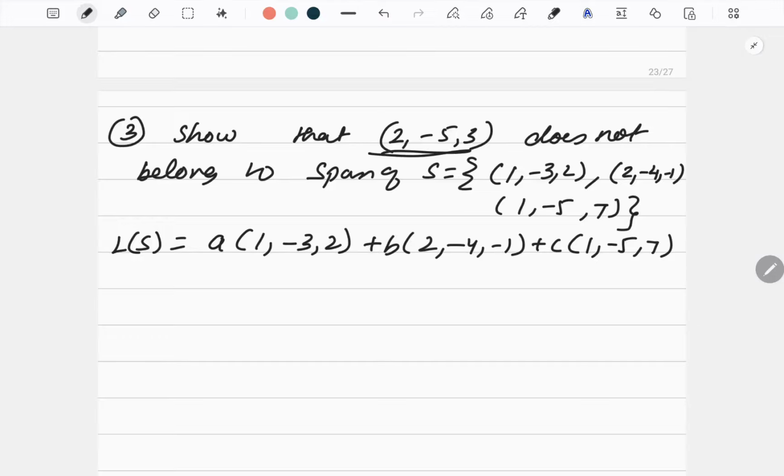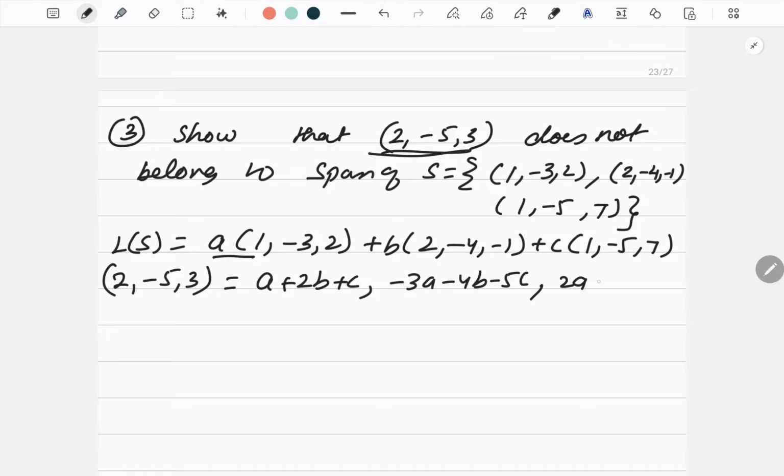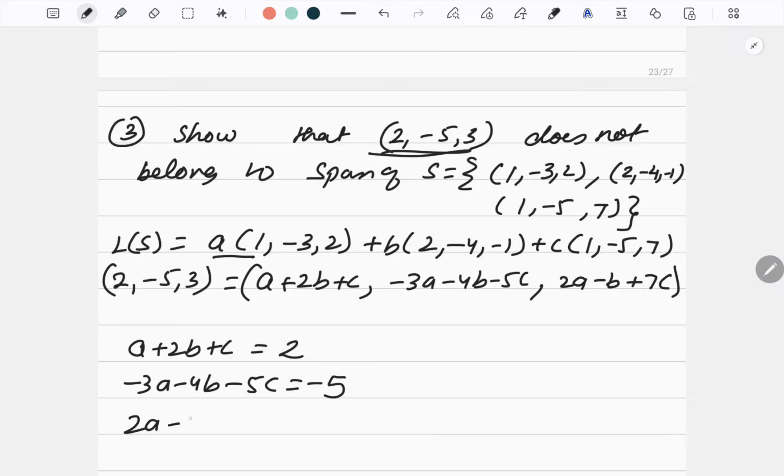Now I want to prove that this does not belong to the linear span. So I will try to write this as a linear combination. So what is the first term? A plus 2B plus C, comma minus 3A minus 4B minus 5C, comma 2A minus B plus 7C. Correct? So both sides I have triples. First element equals first element, means A plus 2B plus C is equal to 2. Minus 3A minus 4B minus 5C is equal to minus 5. 2A minus B plus 7C is equal to 3.